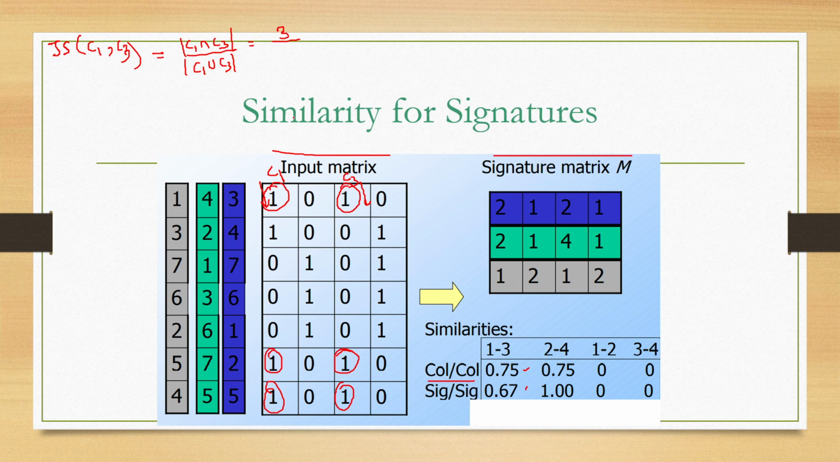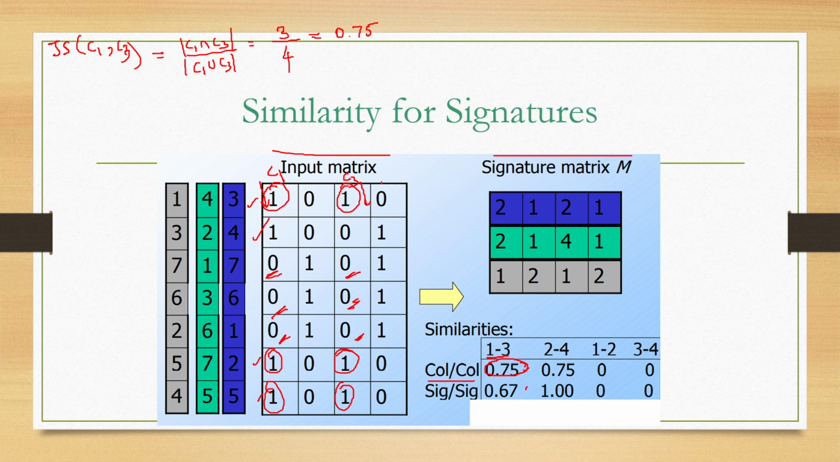And union would take up the number of rows where there is at least a 1 present. So this is 1, 2, 3, and there is a 1 here. So this is 4. And if you see other rows, this is 0, 0, 0, 0, 0, 0. So these are not taken into consideration for column Jaccard similarity, and we get this value as 0.75, and this is the similarity between column 1 and column 3.